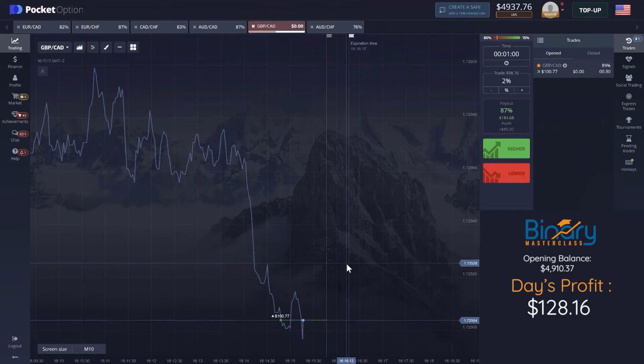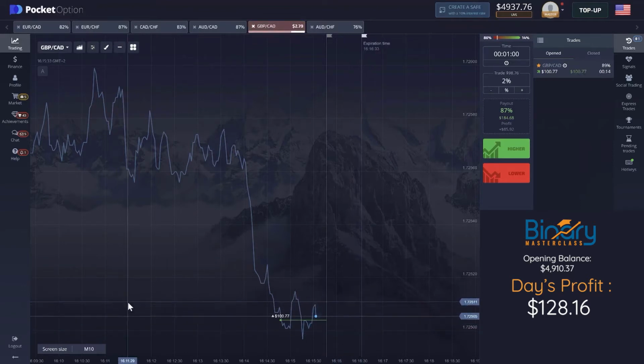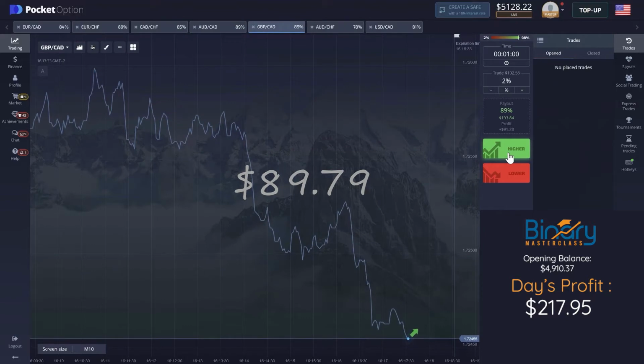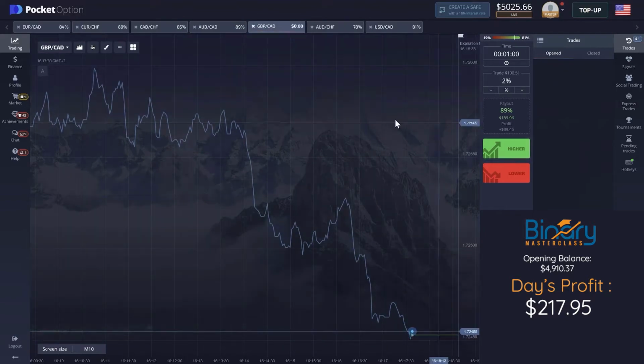Now we take a first entry call on pound CAD, where it rebounds off as a support, comes down to test that support, has us in and out of the money. We're going to get our second entry ready just in case, but we win that first entry for a profit of $89.79.